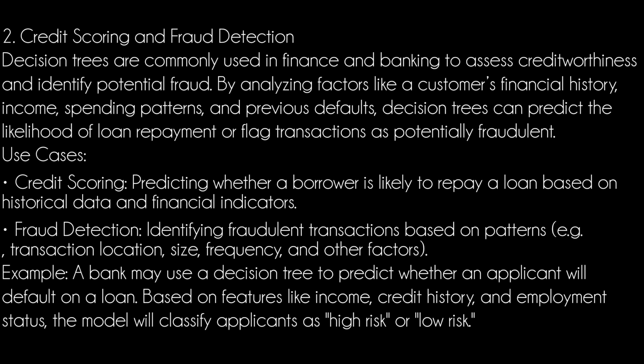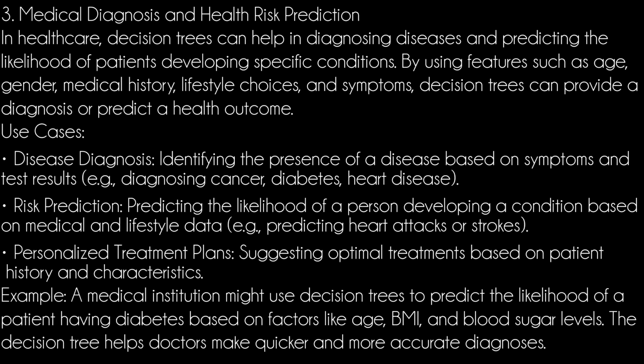Use cases. Credit scoring. Predicting whether a borrower is likely to repay a loan based on historical data and financial indicators. Fraud detection. Identifying fraudulent transactions based on patterns. Example, a bank may use a decision tree to predict whether an applicant will default on a loan. Based on features like income, credit history, and employment status, the model will classify applicants as high risk or low risk.